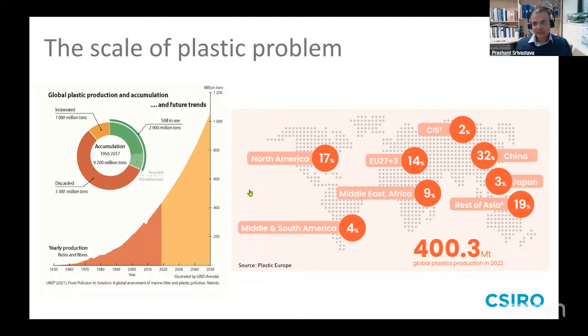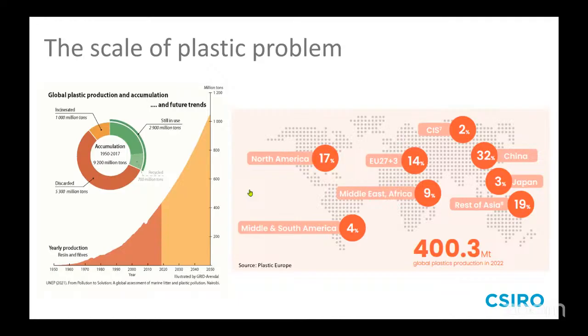In the last 75 years, since 1950, the world has produced over 9.2 billion tons of plastic. And if we don't change the course, this could rise to more than 34 billion tons by 2050. In just 1 year, 2022, the world produced over 400 million tons of plastic. And that's a 200-fold increase from just 2 million tons in 1950. And most of this plastic, around 91% of it, is still made using fossil fuels.